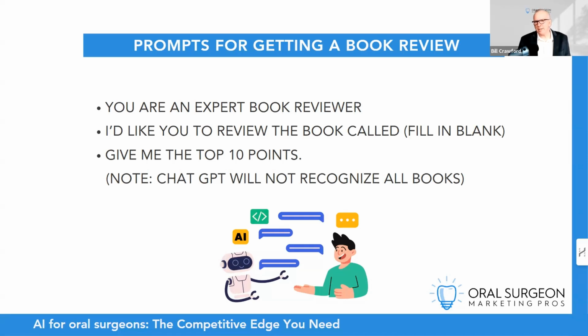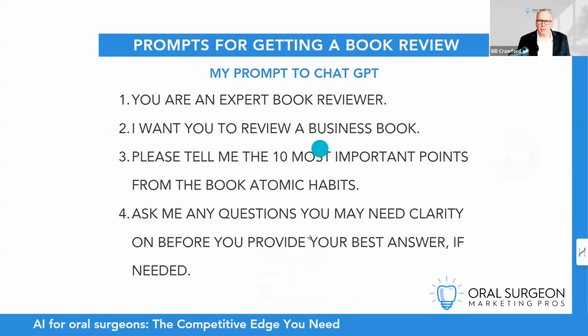I like to use this now to get a good sample of the book, kind of an overview of the book. So I'm using that 4-step prompt format, and I'm saying, you're an expert book reviewer. I'd like you to review a book called fill in the blank. My example, I'm using Atomic Habits. Give me the 10 most important points from the book. Now, ChatGPT might not recognize all books, but it recognizes both of them. It's really surprising. Okay, so here's what it looks like.